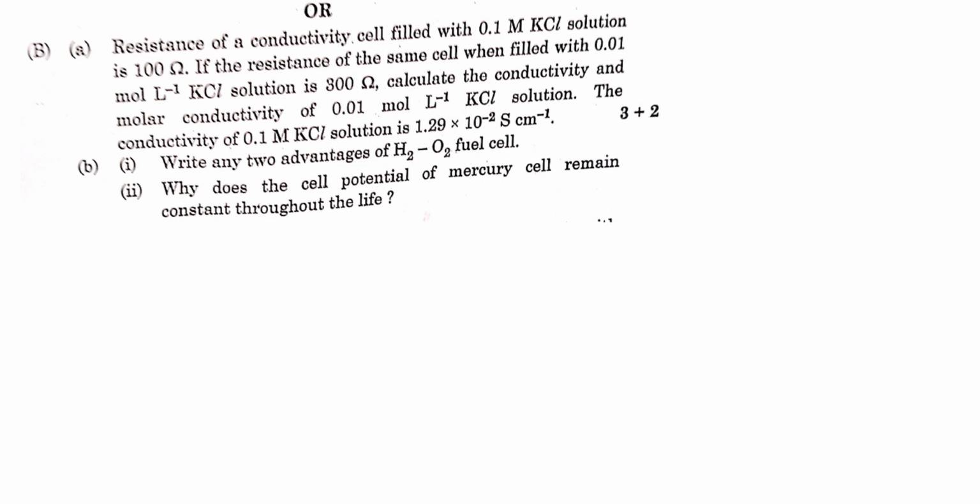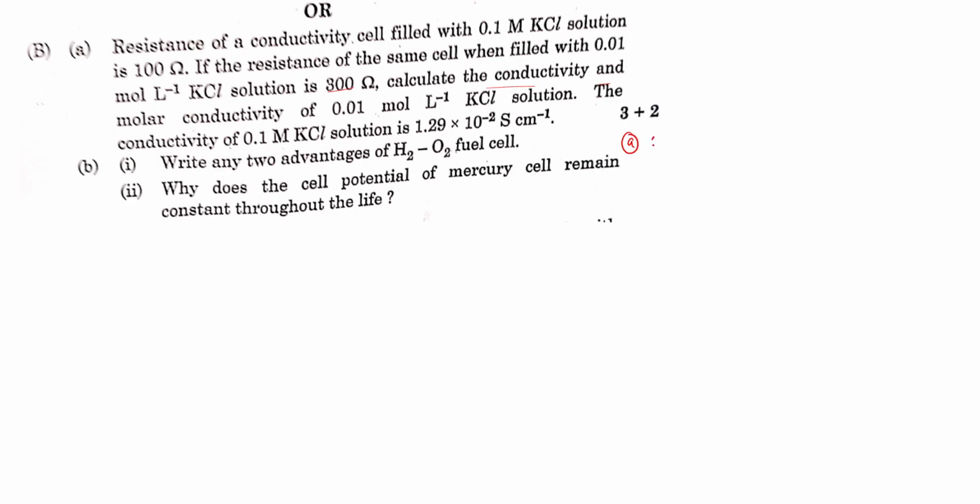Okay. Then the OR part of 32. In this case, the resistance of a conductivity cell filled with 0.1 molar KCl solution is 100. So resistance is given for the first case. Using this data, we have to calculate the conductivity when the same cell is filled with 0.01 molar solution. So basically, using the first data, we have to calculate the second one. This one is the A part.